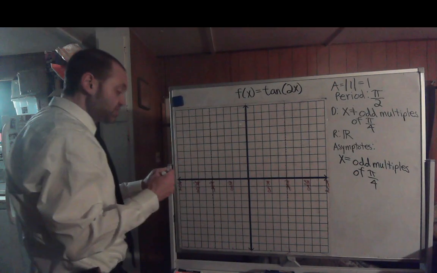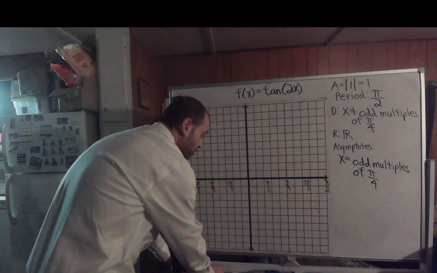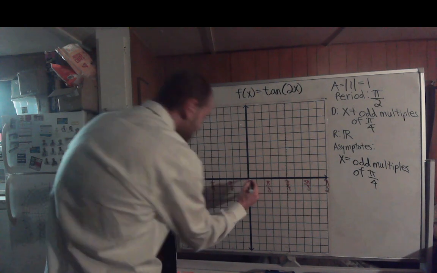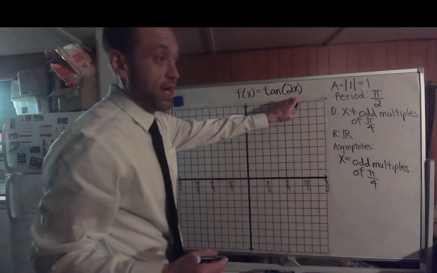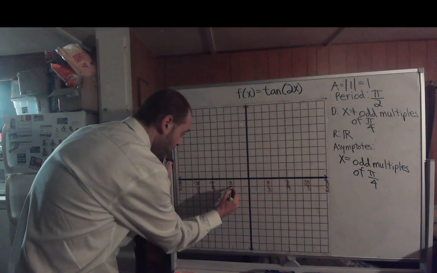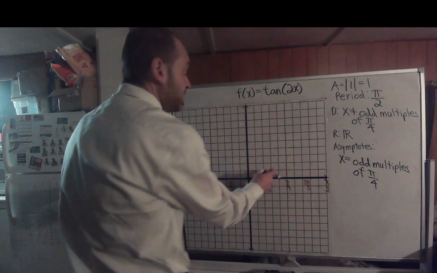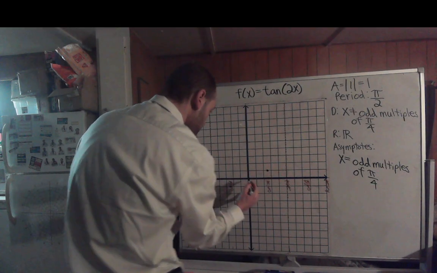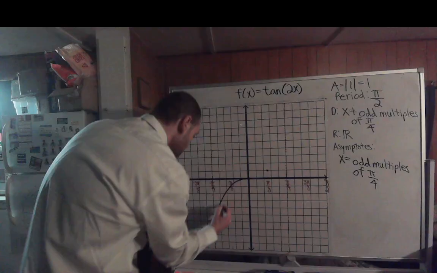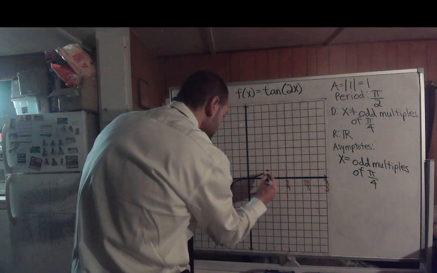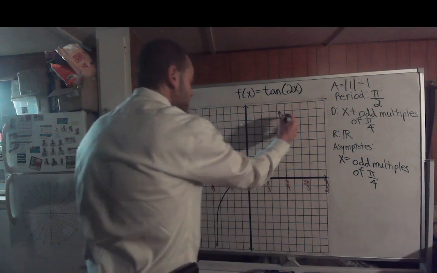Alright, so let's start with x equals 0. Well, that would still give you the tangent of 0, which is 0. If I put a negative pi over 8, that would give me the tangent of negative pi over 4, which is negative 1. If I put in pi over 8, that would give me the tangent of pi over 4, which is positive 1. So the graph is going to look very similar, it's just the period's changed.